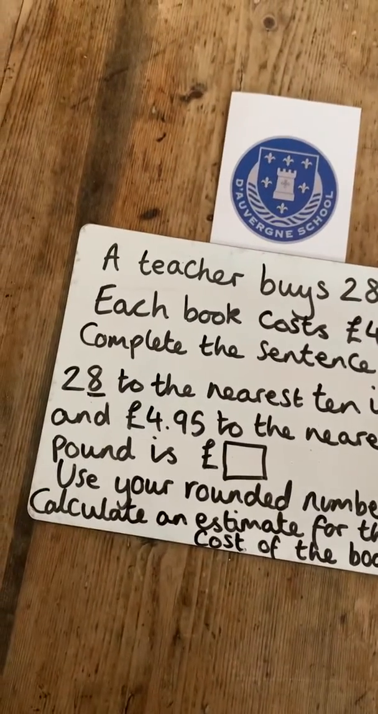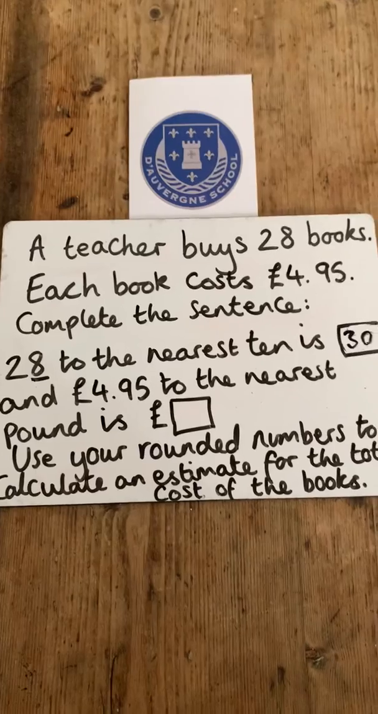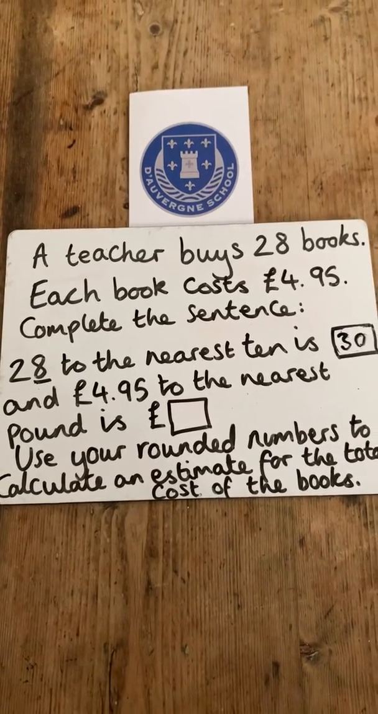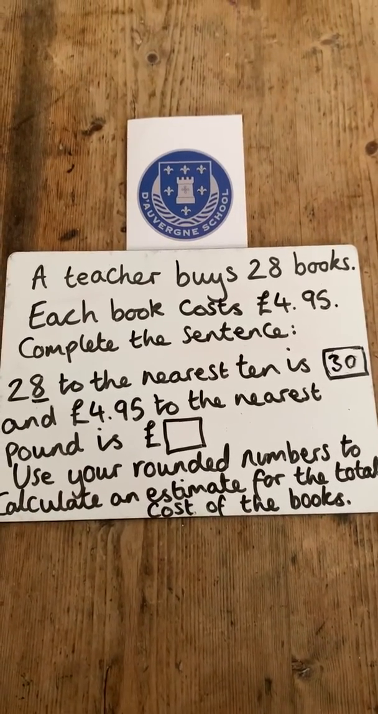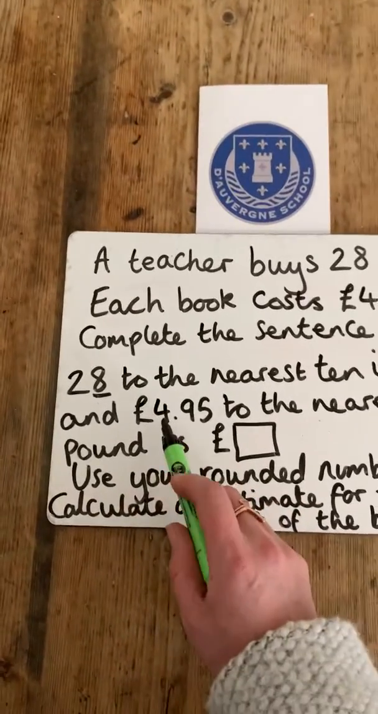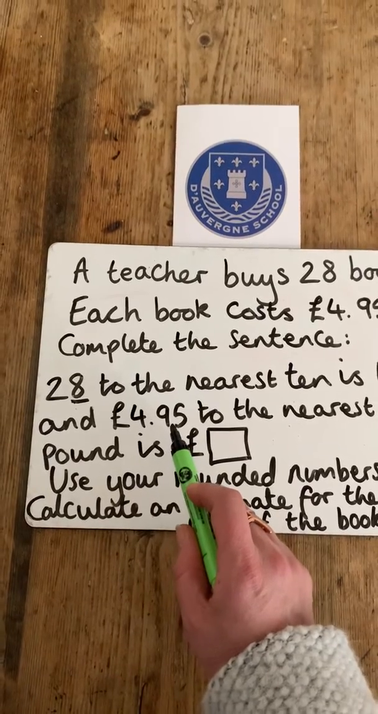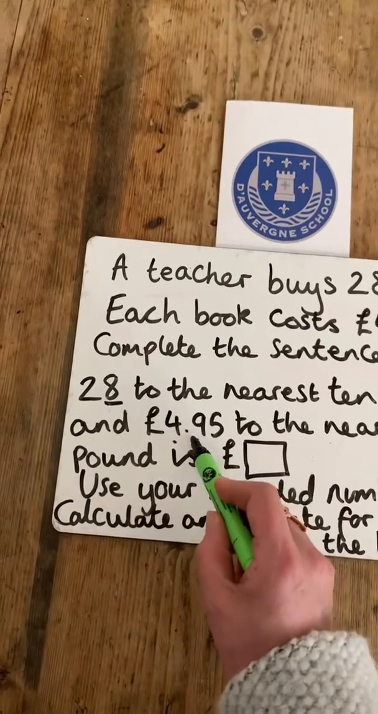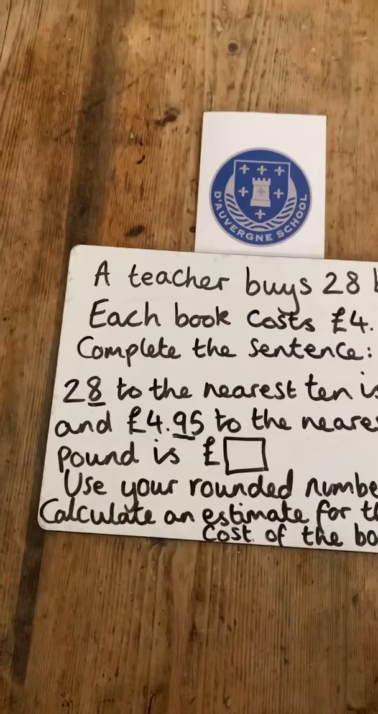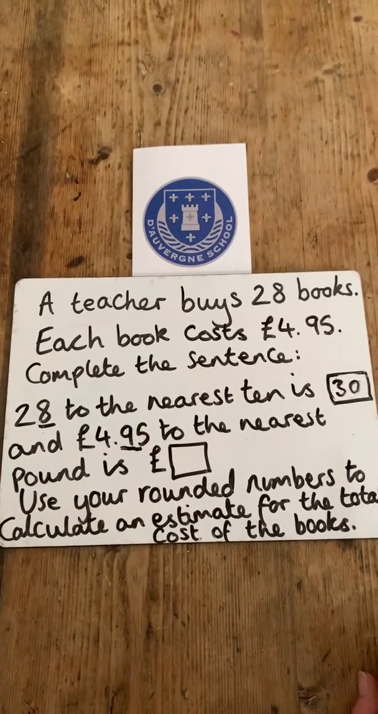Okay, and £4.95 to the nearest pound is... now for this we need to think about how many pennies we have in a pound, and as you know we have 100 pennies in a pound. So we're going to have a look at the column in front of our hundreds column, which is the tens column, and we're going to see what number we have in there and decide whether that's going to round up our 4 or not, or if it's going to stay the same.